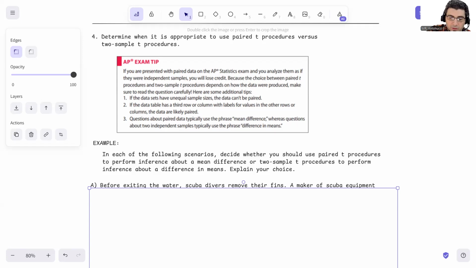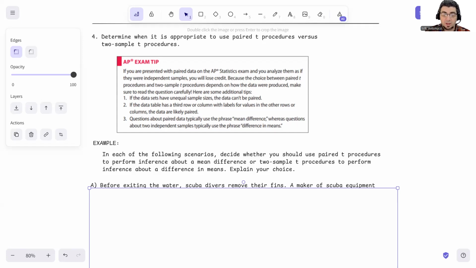And in this video, we want to talk about how to determine when it's appropriate to use paired T procedures versus when it's appropriate to use two sample T procedures. Because up to this point, we've used two sample T procedures to perform inference about the difference between two population means, but we also used paired T procedures to perform inference about a population mean difference.